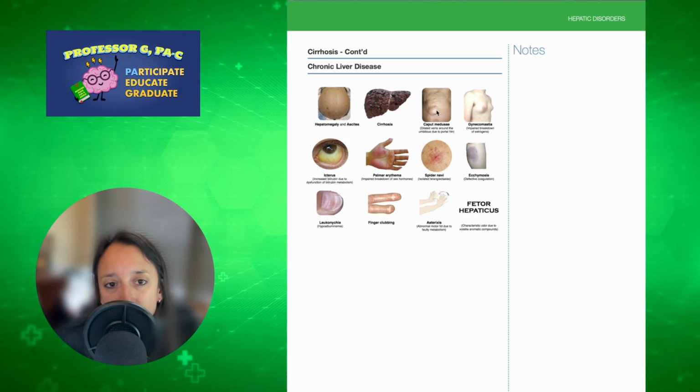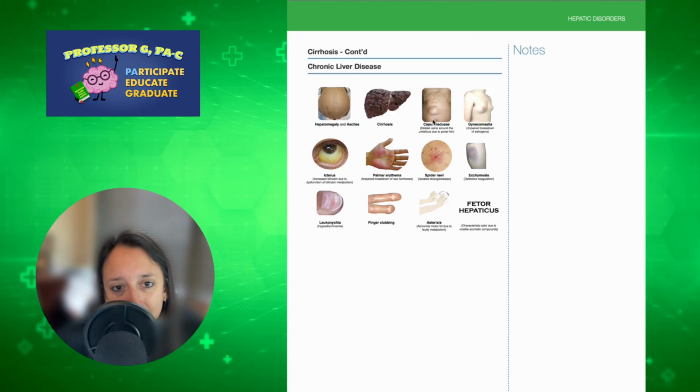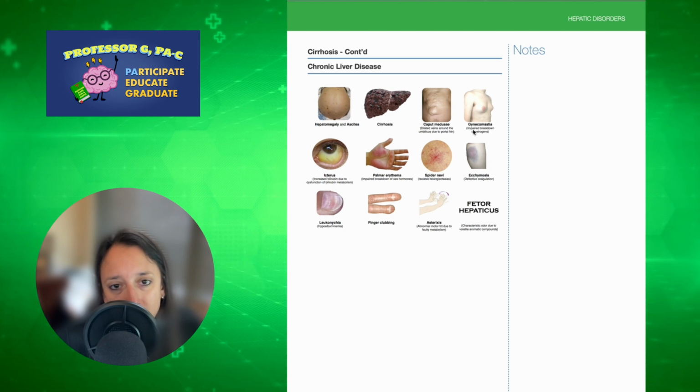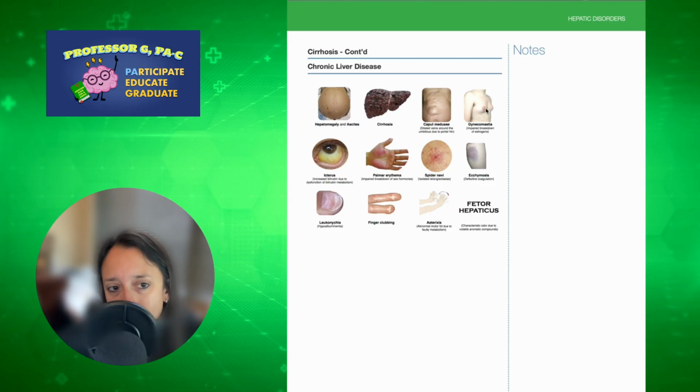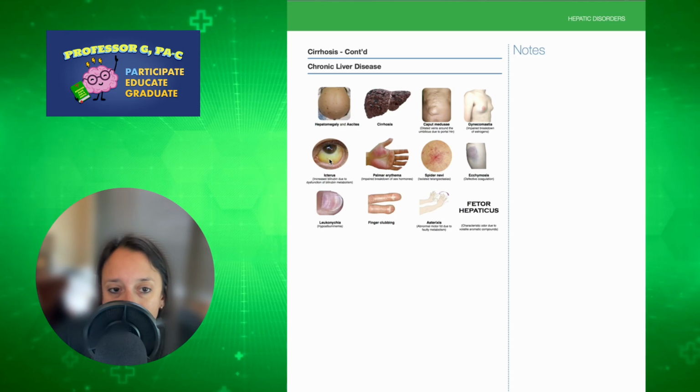We'll see this caput medusae, which is increased vasculature around the umbilicus most often, and it happens because the veins become dilated due to the portal hypertension. We can see gynecomastia, which is an impaired breakdown of estrogen, so it's increased breast tissue, especially in male patients. We might see scleral icterus related to jaundice, which is basically jaundice of the eyes, so increased bilirubin, due to dysfunction in the metabolism.